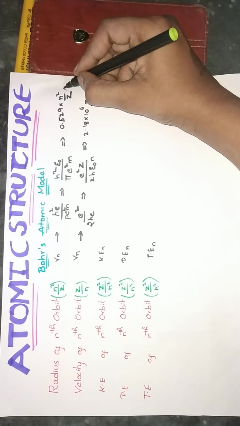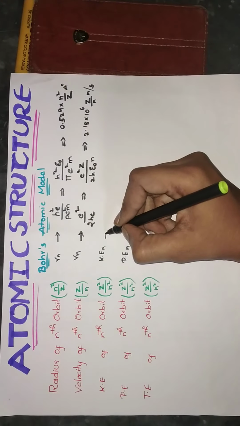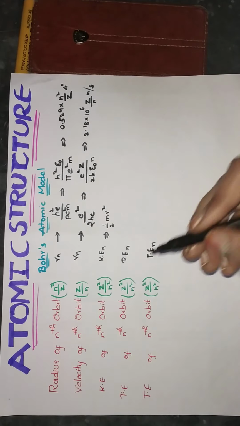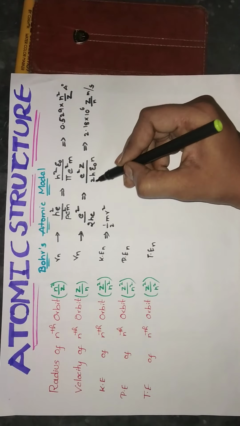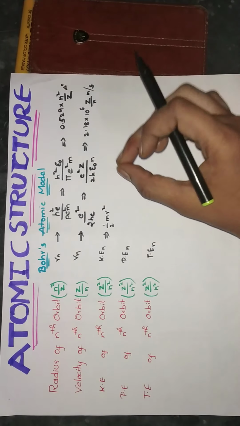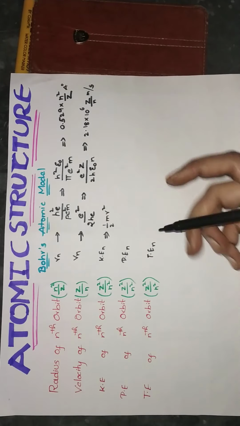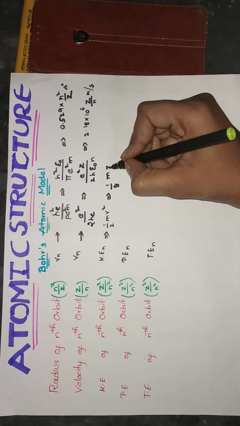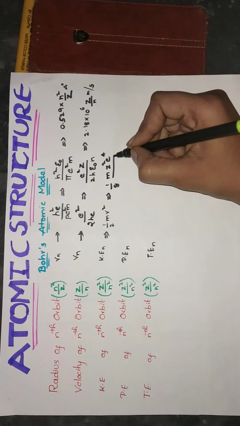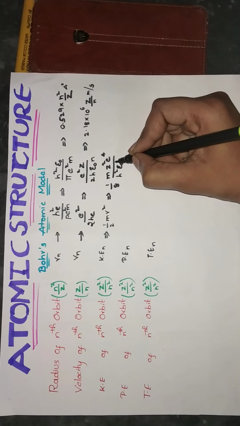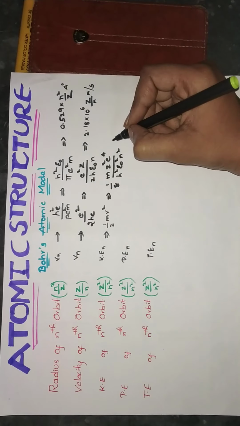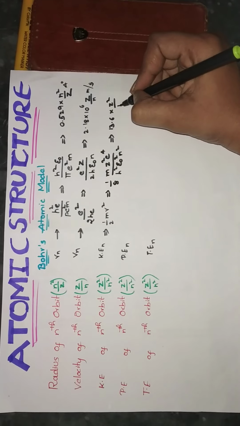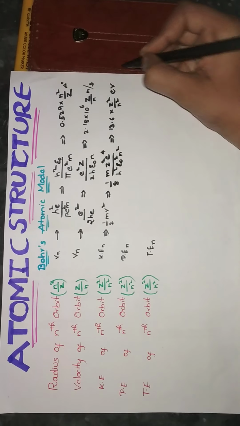Okay, the radius is in angstrom. And kinetic energy, we know, is half m v square, right? So whatever velocity you get here, square it and multiply it with 1 by 2 into m. Then you will get 1 by 8 m Z square e to the power 4 by h square epsilon naught square n square. And its value is 13.6 into Z square by n square electron volt.